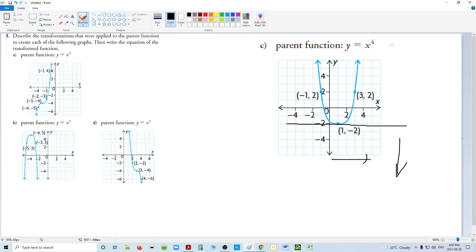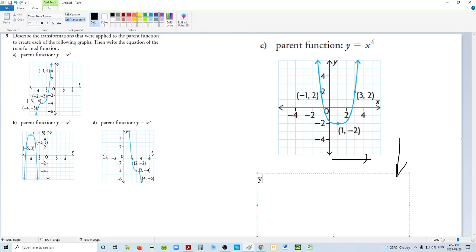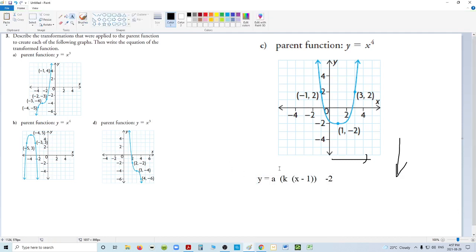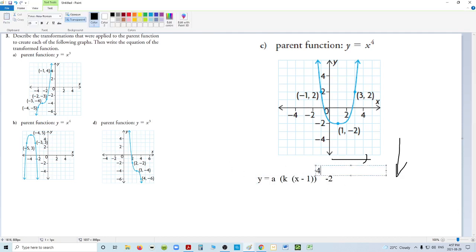So right away I can say it's going to have a minus 2, and in brackets it's going to have an x plus 1. So if I were to rewrite it, I don't know what the a is. I do know the a is positive because this is facing upwards. And I'm going to get x minus 1 to move it to the right. And the whole thing's going to be minus 2. But the big question is, will there be a k? What will it be? And also remember, it's all to the power of 4.